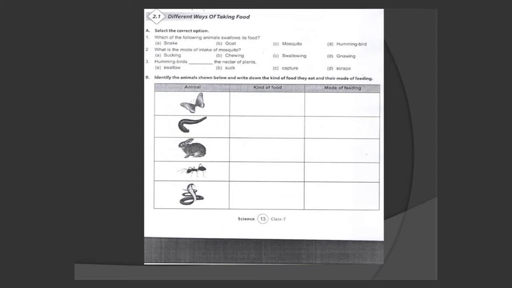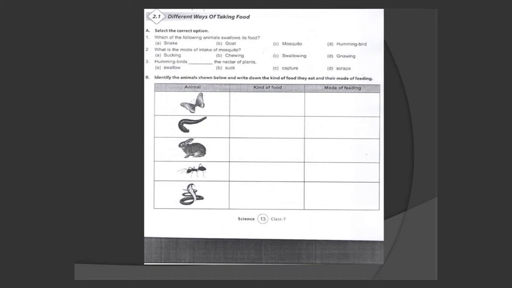Keep a notebook or pencil in hand and write it down, then you can understand. It is given in our textbook also. So, animal: butterfly, kind of food: nectar. Mode of feeding: siphoning. Siphoning means sucking up, like when we drink with a straw, that is siphoning. So, butterfly, nectar, siphoning. Second one, leech, blood, blood sucking.